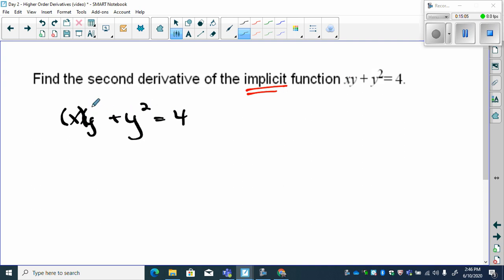Remember, this means x times y, which would require a product rule. So the product rule would get you to take the derivative of the first. Remember, you're differentiating with respect to x. So the derivative of 1x would just be 1. So I don't even need to write the 1. Times the second. It would be 1 times y, which is just y, plus the first, so x. And then I got to differentiate y with respect to x.